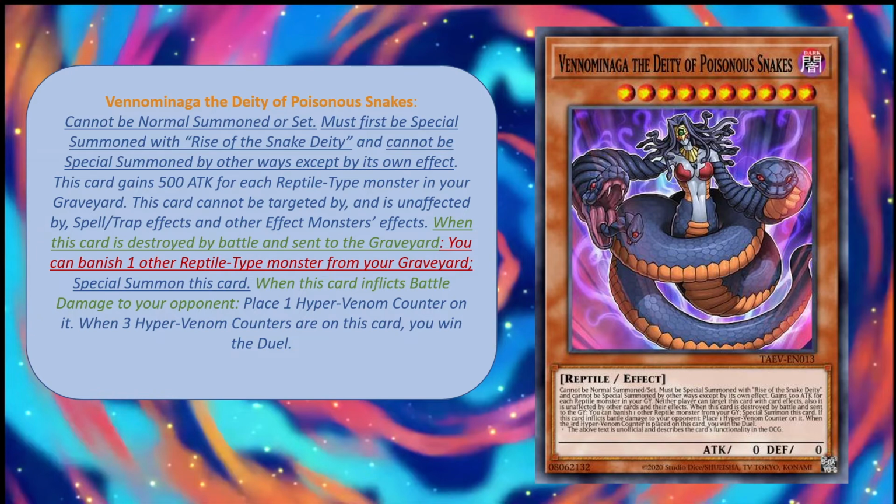So here we have a built-in summon. It says here, cannot be normal summoned or set, must first be special summoned with Rise of the Stake deity, and cannot be special summoned by other ways except its own effect. So here again we know Monster Reborn doesn't work. I can only summon it with its own effect. Now afterwards it says here, this card gains 500 attack for each reptile type monster in your graveyard. This card cannot be targeted and is unaffected by spell, trap effects, and other effect monsters' effects.